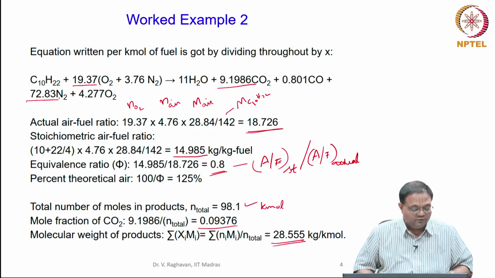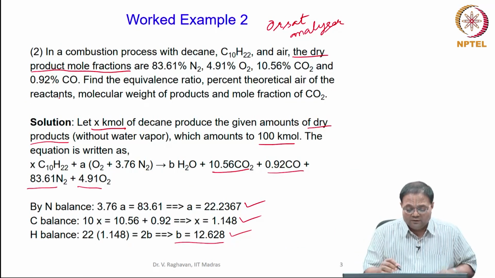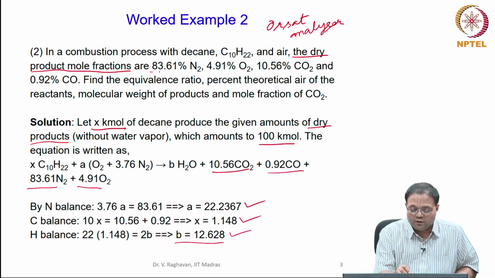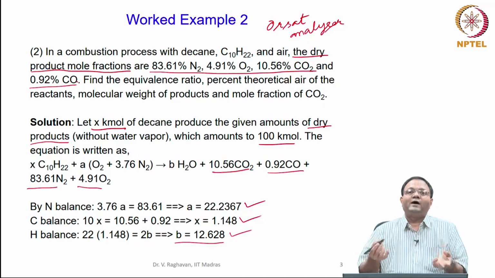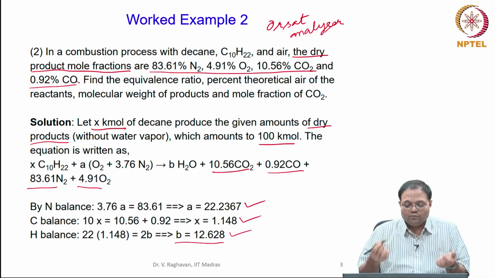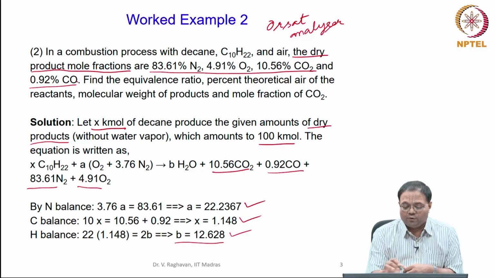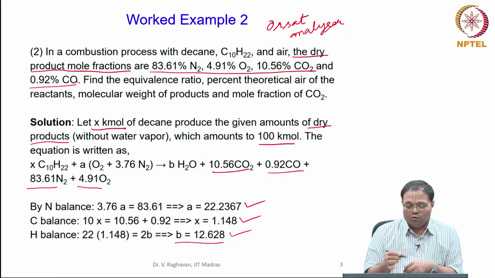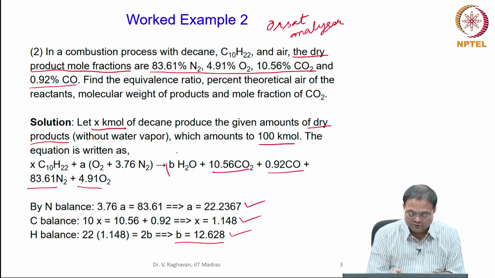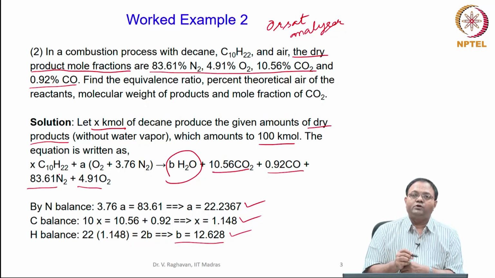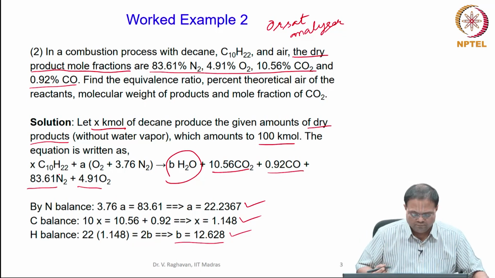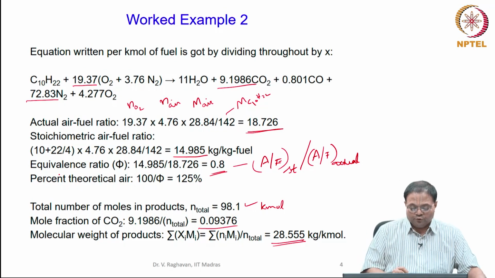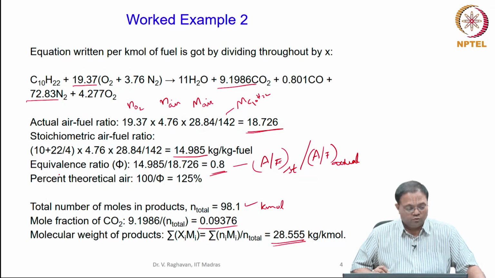So you can see that in this case, by just knowing the dry composition of the products, we can find the amount of air supplied. So the amount of air supplied can be obtained, and so the product analysis is very important. You can also determine how much water vapor is formed. Once you know the fuel composition, we can find how much air has been supplied to get this product. It is a simple stoichiometric calculation.